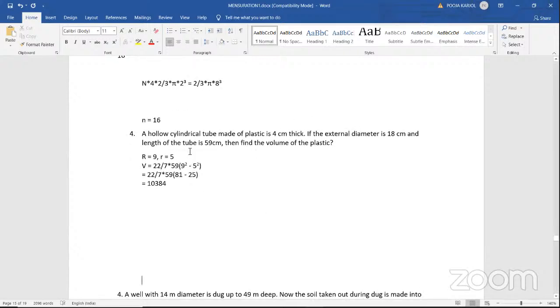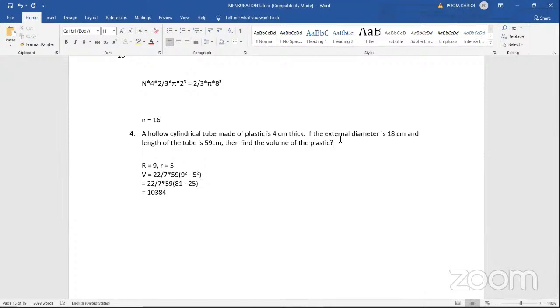The formula for volume of the cylinder is what? Pi r square h. Correct. Volume is equal to pi r square h. Now, you may think that if they are considering thickness, you have to take R minus r the whole square. No, it will be R square minus r square, meaning external radius minus internal radius squares. This is just for example.